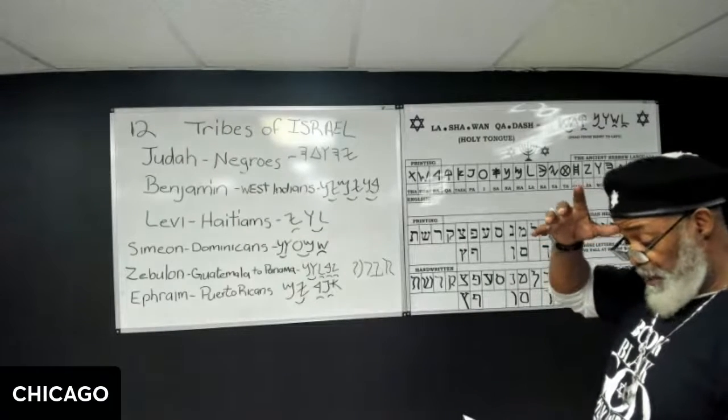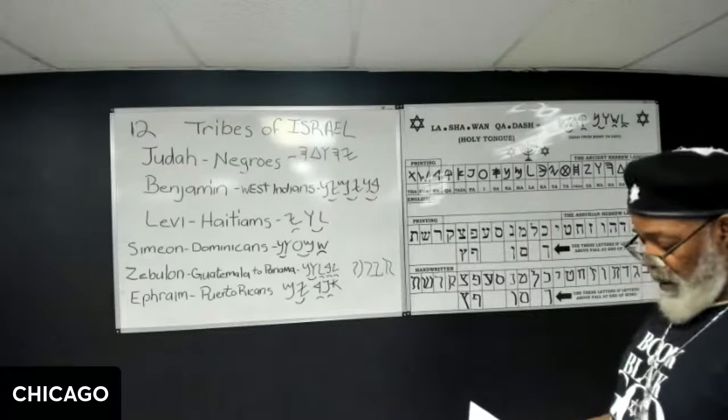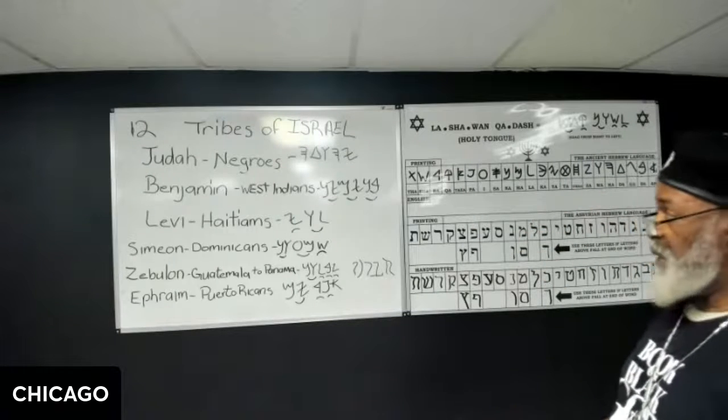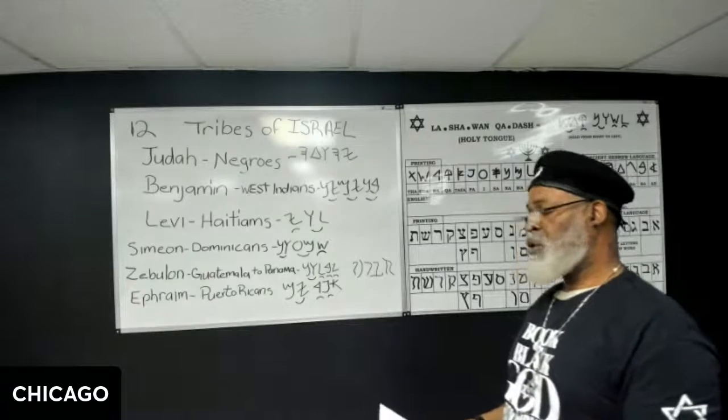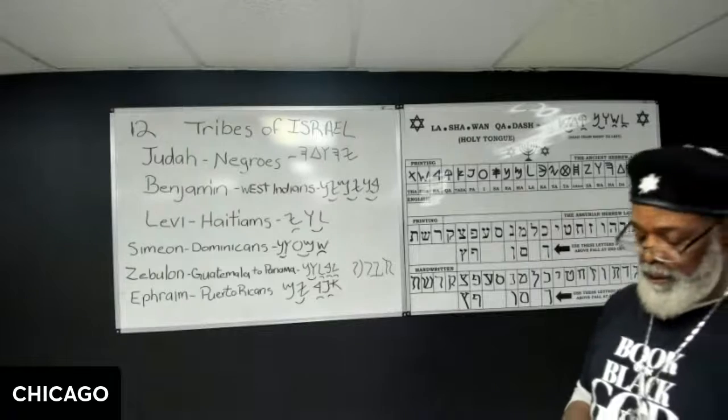So these are the names. I think our oppressors named us, but those are our real nationalities. So-called Negroes in America are really from the tribe of Judah.